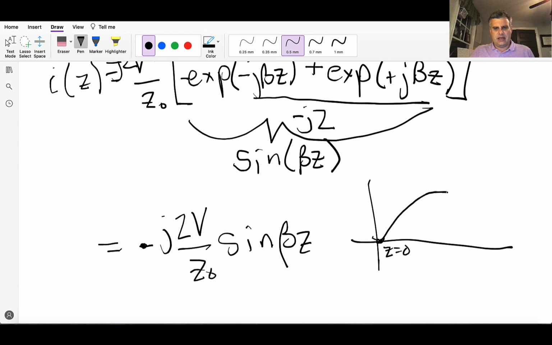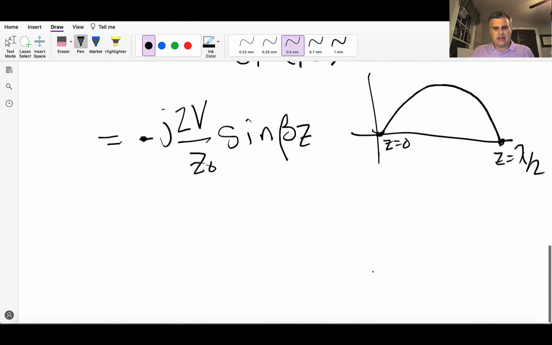It's going to hit a maximum halfway down the line, and when I get to Z equals lambda over 2, I get a beautiful null there, and that's my standing wave for the fundamental on either a transmission line or, if this were mechanical displacement, a violin string.